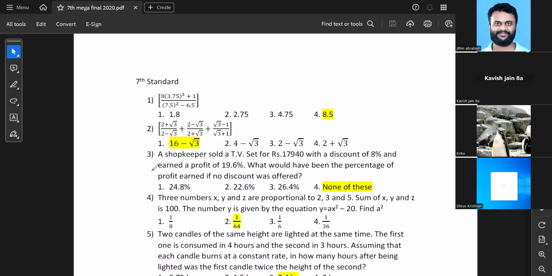Now let's start with this paper. This is 2020's paper, for your information. Now, question number one. So question number one says 8 into 3.75 cube plus 1, then you have 7.5 square minus 6.5.